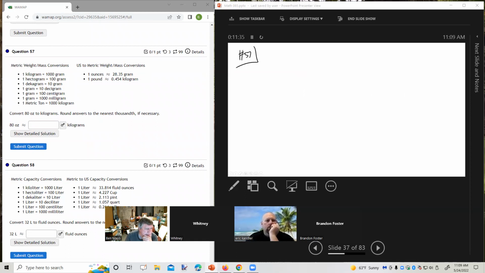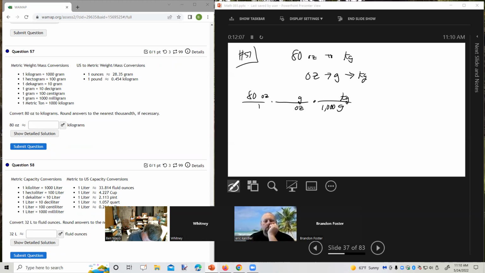57. Convert 80 ounces to kilograms. Careful that your O that's part of ounces doesn't get sucked in as a 0. All right, so I want to get to the metric system as soon as I can. I can go from ounces to grams and then grams to kilograms. There's 1,000 grams in 1 kilogram, and 1 ounce is 28.35 grams.